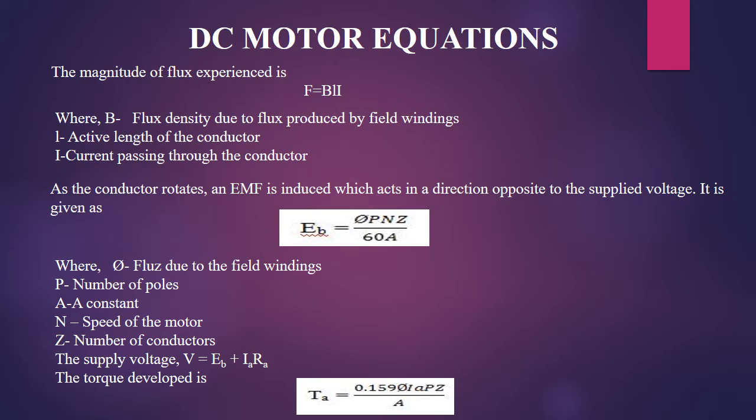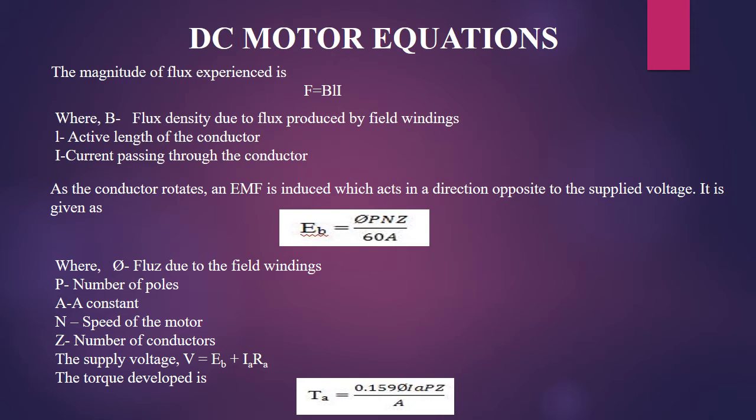DC motor equation. The magnitude of the force experienced is F is equal to BLI, where B is the flux density due to flux produced by windings, L is the active length of the conductor, and I is the current passing through the conductor.